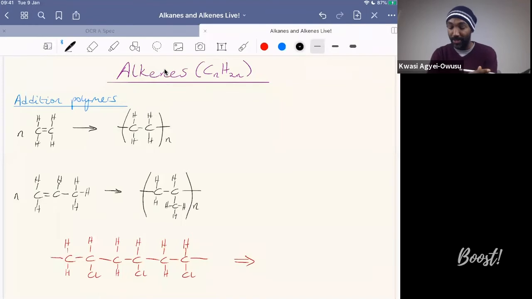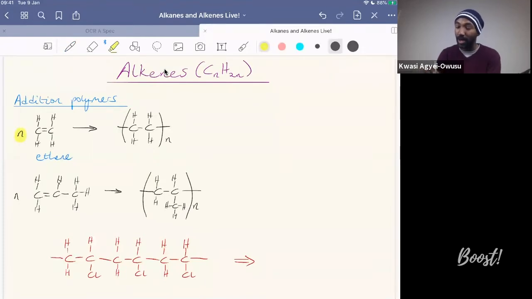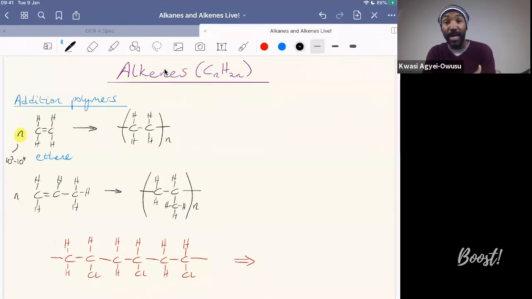Okay, so in this case, our monomer is ethene, which you can see here. And the N that we've got here refers to a very large number, so typically 10 to the 3, 10 to the 4 of our monomeric alkene, in this case ethene. And over on the right-hand side, we can see the structure of the polymer formed, and this, of course, is polyethene.